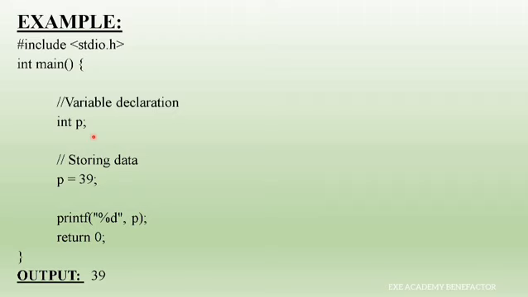p is a user defined name. So the user can define any name there. And the semicolon, as we know, has to be given to end that statement. Next we'll be storing the data, that is p = 39. Next we'll be printing that p and then we'll return 0. So the output we get is 39, as we have stored 39 in p.